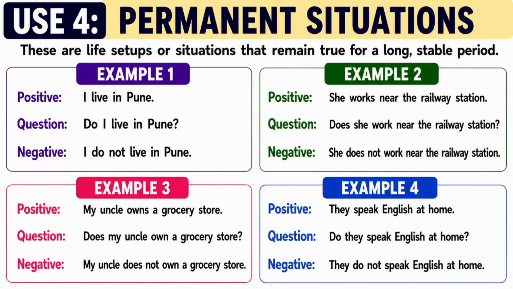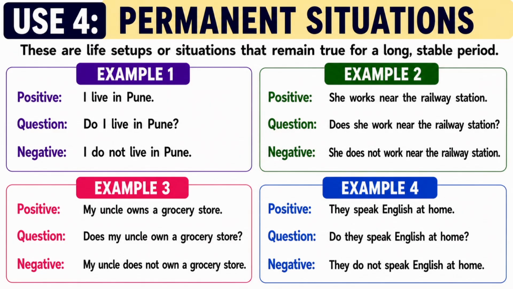Now let's learn the fourth use. The fourth use is permanent situations. These are life setups or situations that remain true for a long, stable period. Example 1. Positive. I live in Pune. Question. Do I live in Pune? Negative. I do not live in Pune.